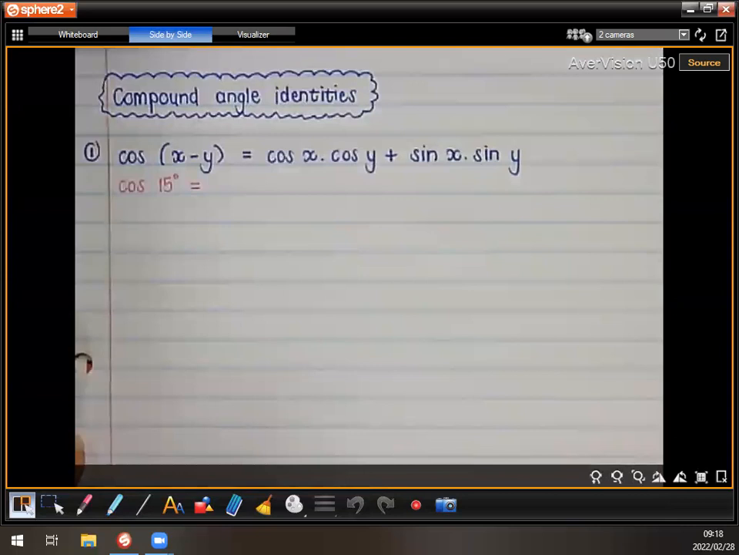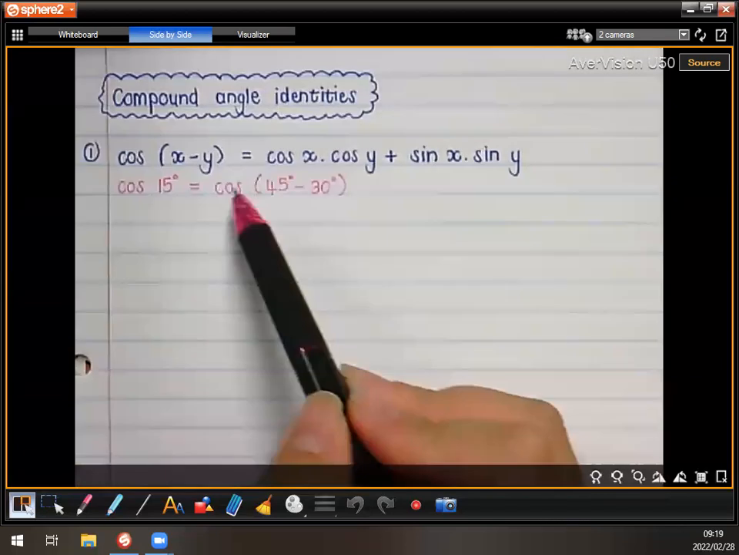These are called compound angle identities because if you're looking at cos and the bracket, in that bracket you have two angles. So it's a compound, one angle minus the other. For example, if they ask for cos of 15 degrees without the use of a calculator, you need a triangle with a 15-degree angle in it. Remember those special triangles? The angles we have are 45, 30, and 60. There isn't a triangle with 15 degrees.